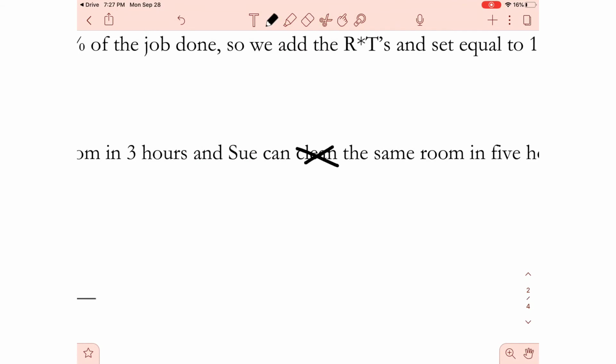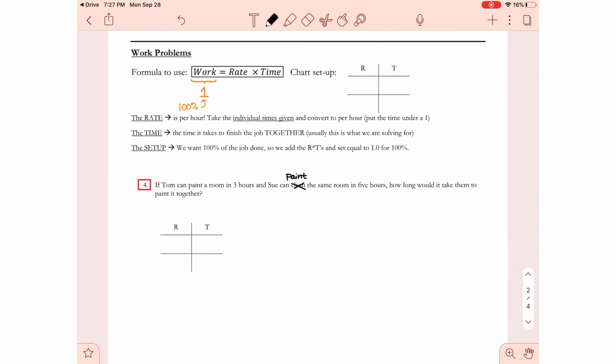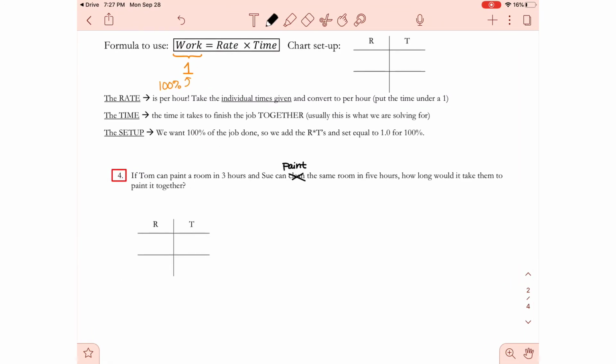We're painting, not cleaning. I changed it to paint because I thought painting a room in 3 hours or cleaning a room in 3 hours or 5 hours would be awful, but painting seems more realistic. So Sue can paint the same room in 5 hours. How long would it take them to paint together? Okay, it's obviously going to be faster since there's 2 people working.